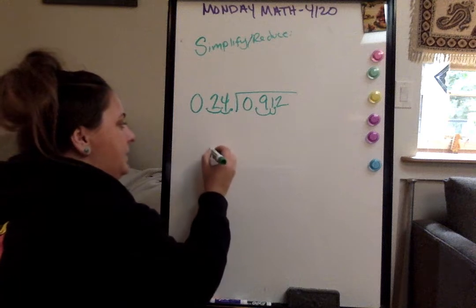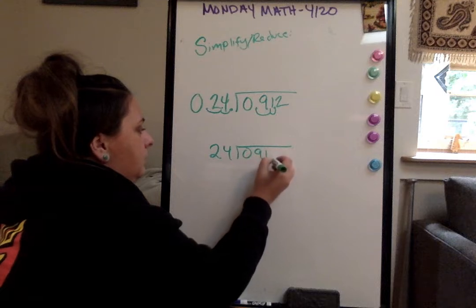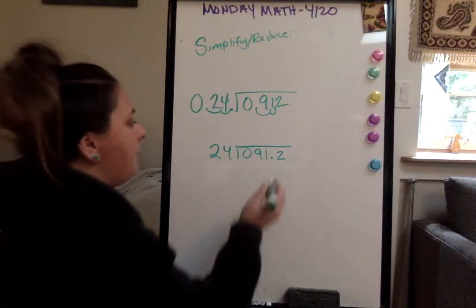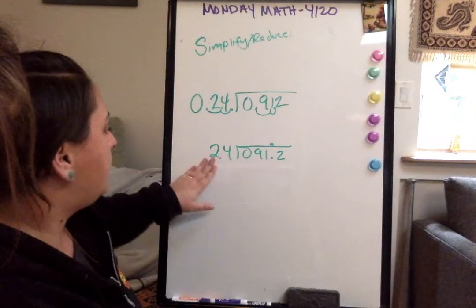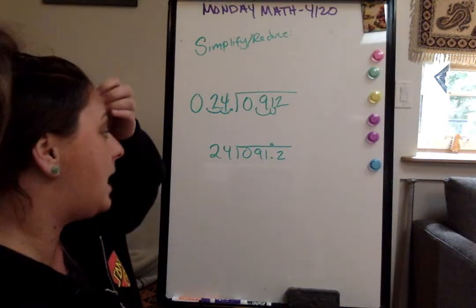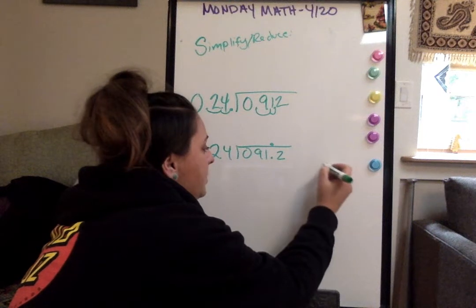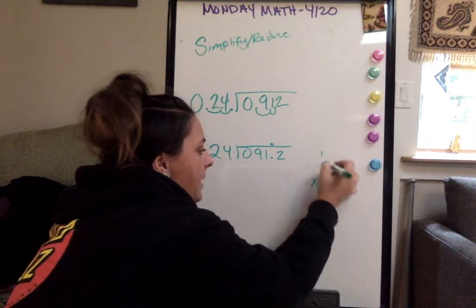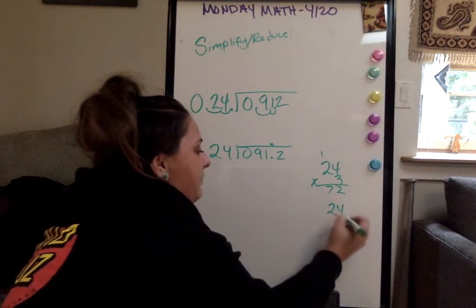I'm going to rewrite this so it looks a little more clean. Now remember, your decimal point is going to come straight up. So 24 doesn't go into 0, 24 doesn't go into 9, but 24 does go into 91. So I have to figure out how many times. Now I might have to try a couple different numbers to make sure I'm close. So we've got 24. I'm going to start with 3. That's going to give me 72. That's close. Let's see if I can do 24 times 4.